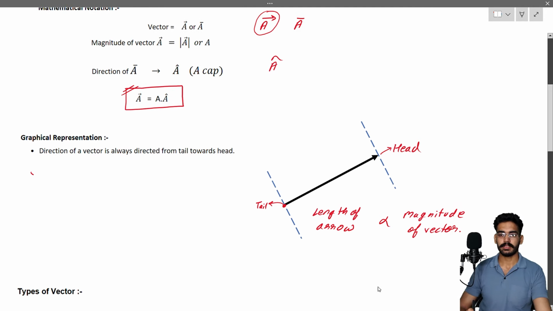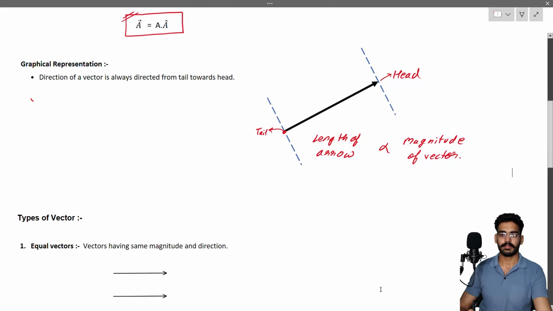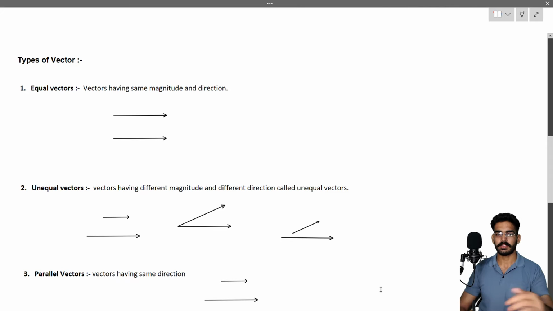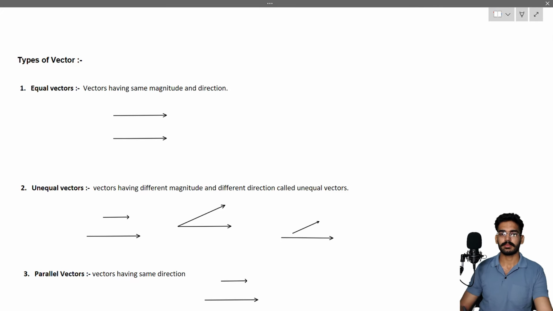Now let's go ahead with our next topic, that is types of vectors. We are going to study many types of vectors, and this is a very important topic, very easy and important also. Sometimes just a simple easy question is asked and people are not able to answer, so that should not happen with you. So we're going to see this, okay?